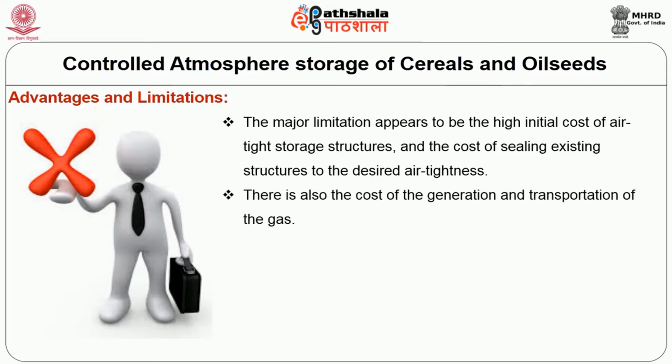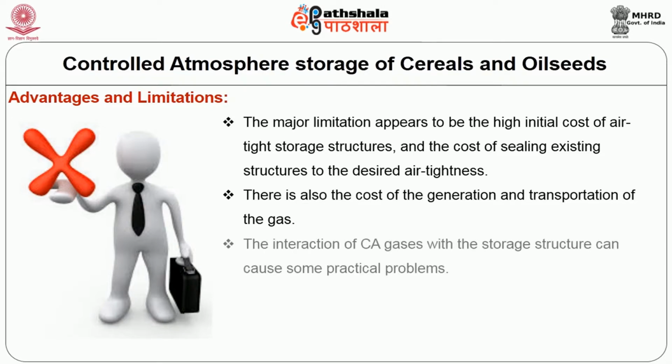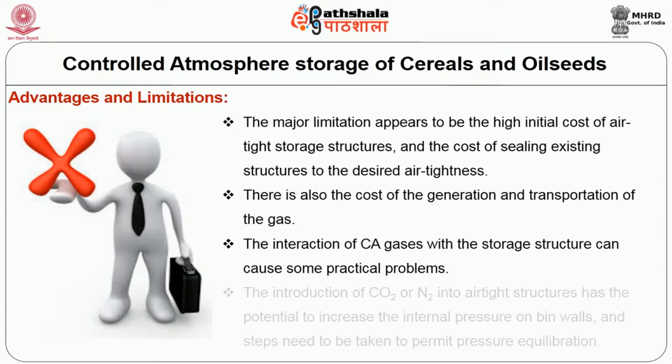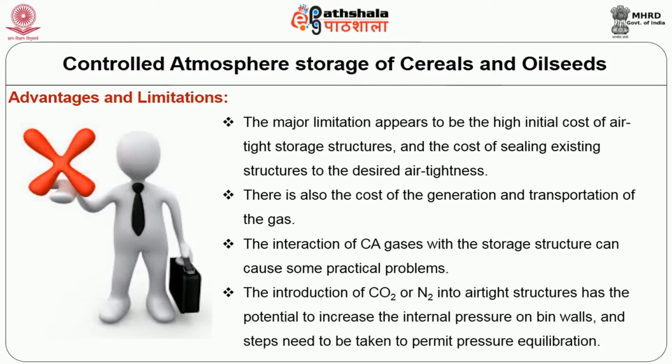There is also the cost of generation and transportation of the gas. The interaction of CA gases with the storage structure can cause some practical problems. The introduction of carbon dioxide or nitrogen into airtight structures has the potential to increase the internal pressure on the bin walls, and steps need to be taken to permit pressure equilibration.